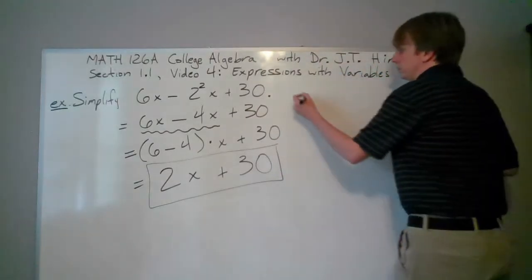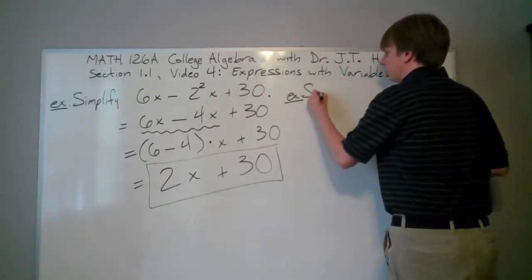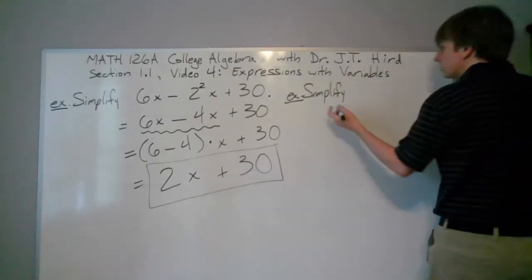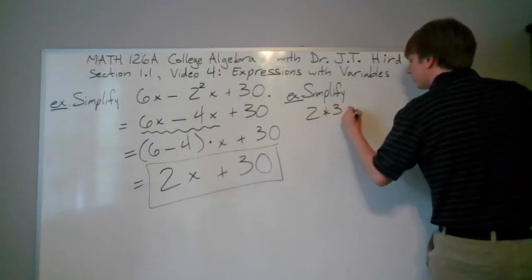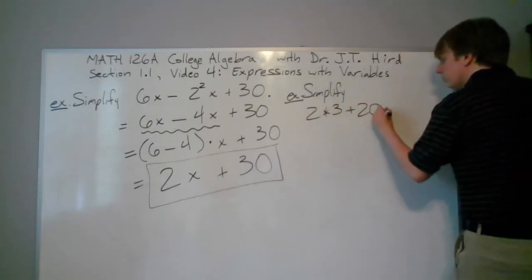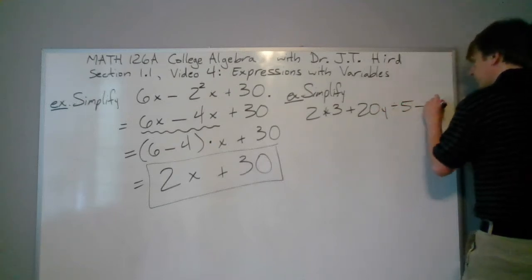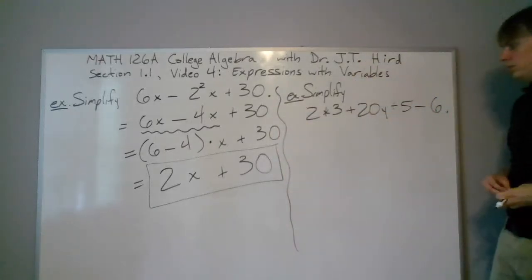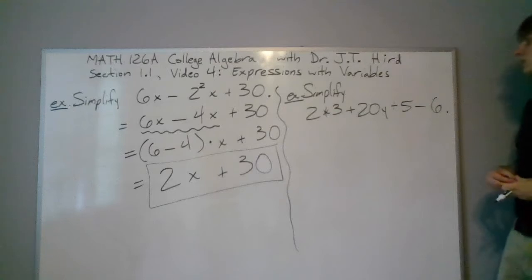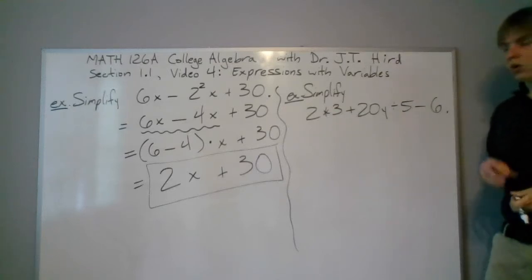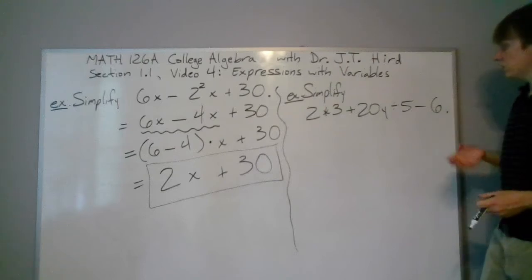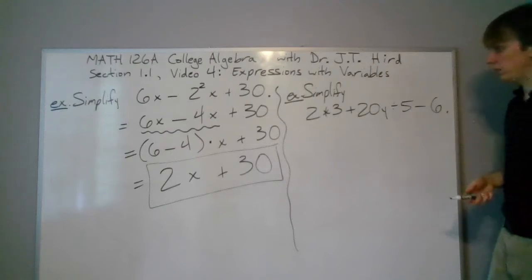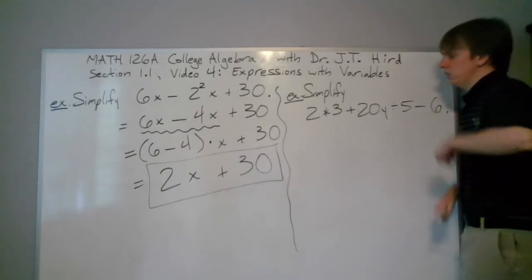Okay, let's try another one. So my expression is 2 times 3 plus 20y divided by 5 minus 6. Our rule says we do parentheses first, I don't see any, then exponents, I don't see any, then multiplications and divisions. I do see several of those. So let's underline them and then work on them left to right.